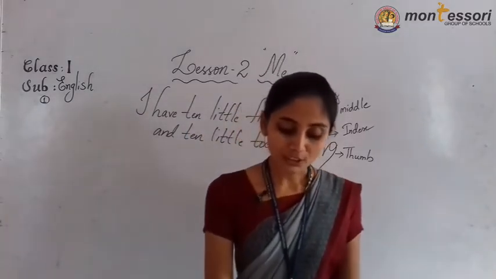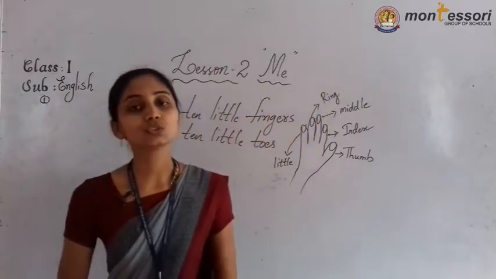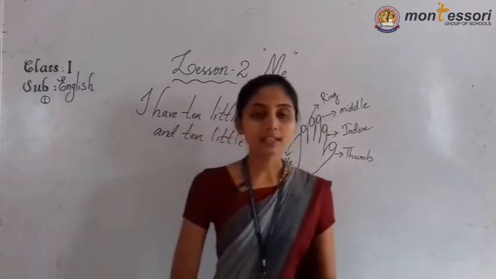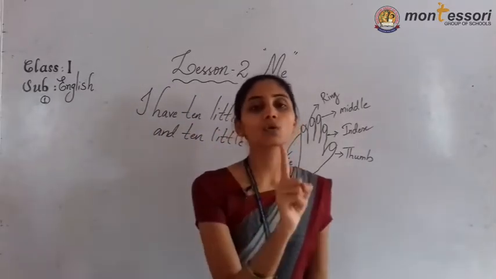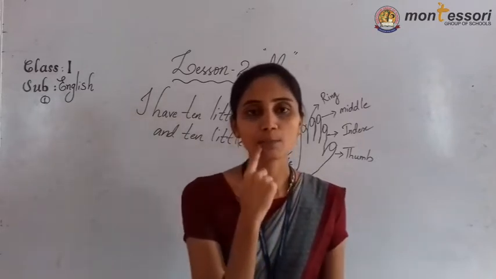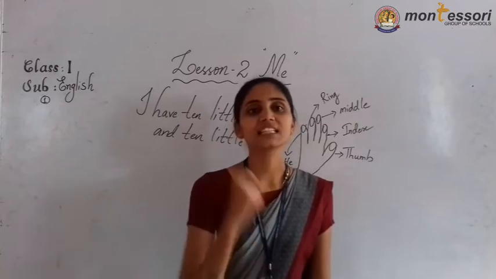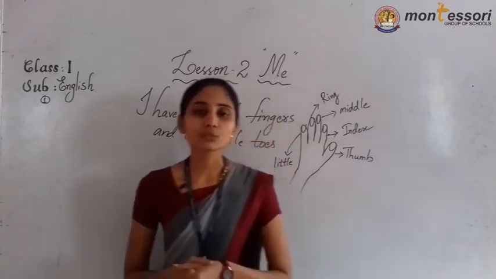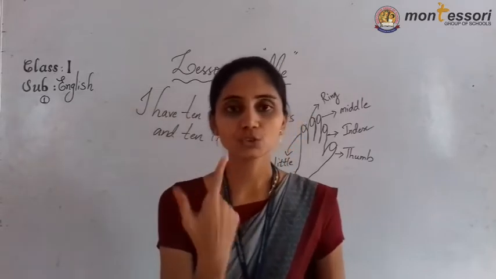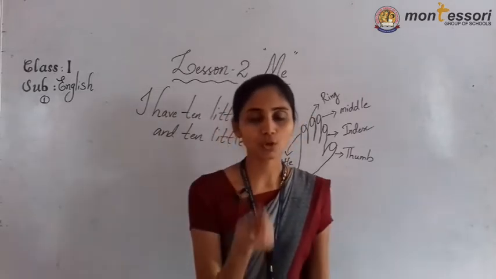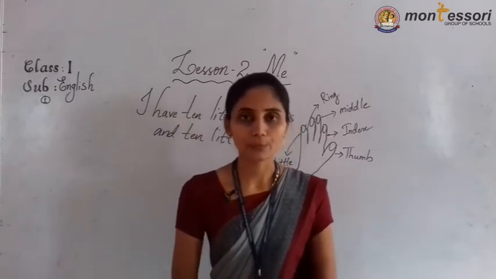Next, 1 little mouth and 2 little ears. How many mouth you have? I have only 1 mouth. Our mouth consists of lips, tongue and teeth. And what are the uses of mouth? We will talk. We will sing. We will eat. Yes or no?